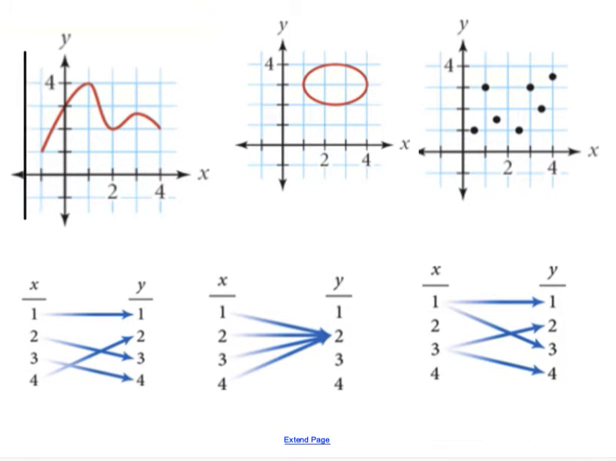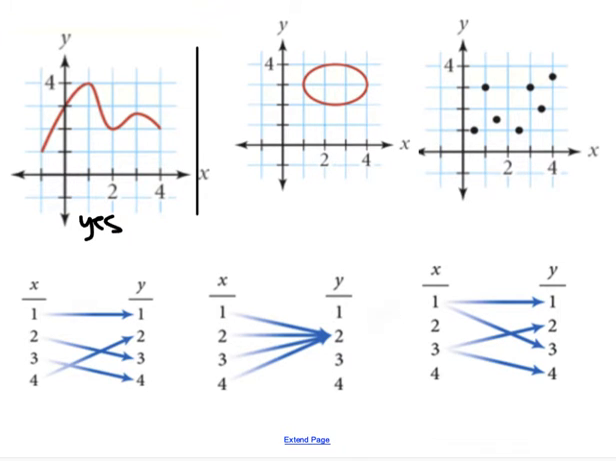If you follow this red graph, look at this vertical line. It's only ever hitting the red graph once. So that means for every x value, there's only one y value. So this one is definitely yes, it's a function.